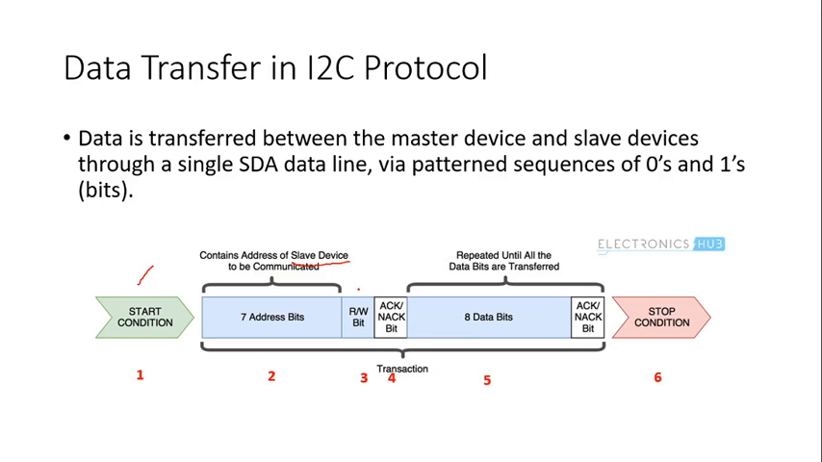Then the read/write bit. This is the third part. Acknowledgement or negative acknowledgement is next. Then the data bits: 8 data bits are present, followed by acknowledgement or negative acknowledgement, and finally the stop condition. So this is the sequence. In total there are different phases in the data transfer: start condition, address, read/write bit, acknowledgement or negative acknowledgement, data bits, again acknowledgement or negative acknowledgement, and stop bit.